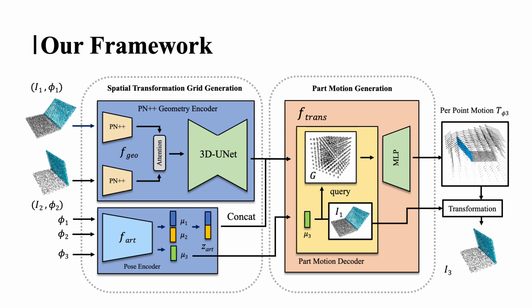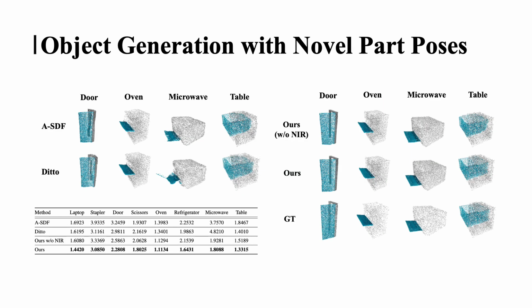For part motion generation, we use MLP networks to encode the novel part pose into the feature, and concatenate the feature into the grid. We query each point in the input point cloud in the feature grid, and decode per point transformation to generate the object point cloud with the new part pose.